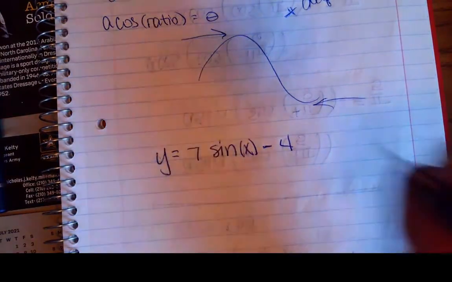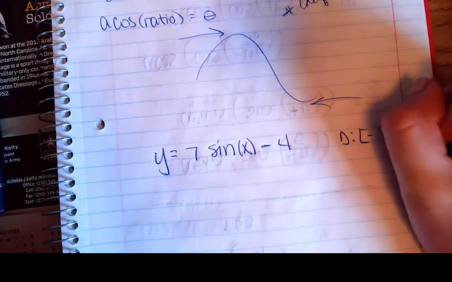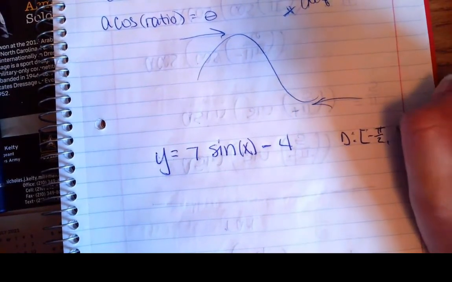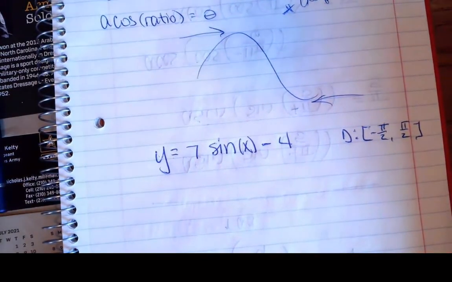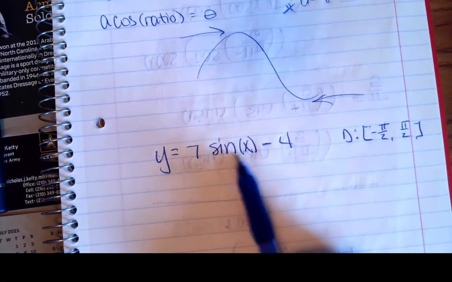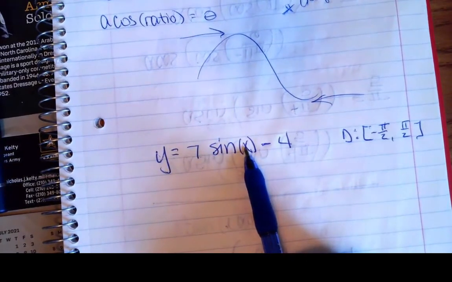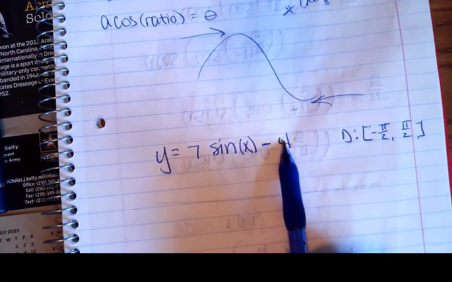to restrict our domain. So my domain right now is going to be from negative pi over 2 to pi over 2. And one of the ways I know that is because I haven't shifted anything, so there's no addition or subtraction in here. Now my range is going to be different because I've got an amplitude and I've dropped it 4. So I'm going to use this pretty picture because I already drew it.